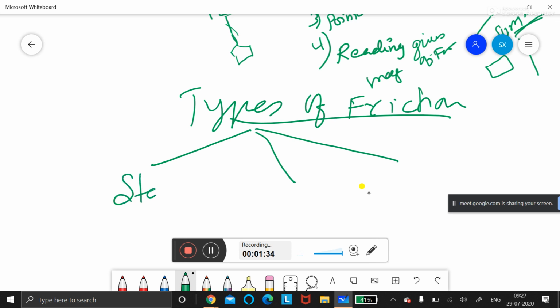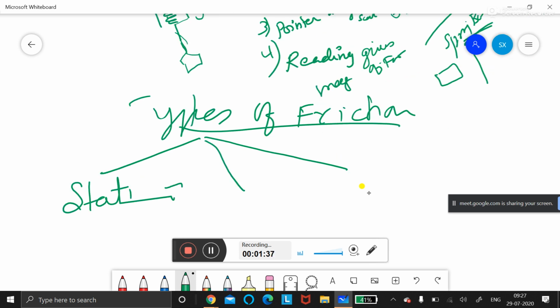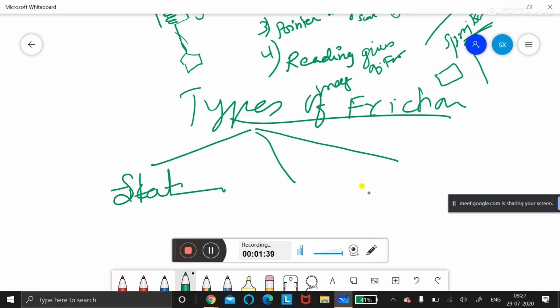Static friction is when the object is at rest. Sliding friction is when one object slides over the other. The third one is rolling friction, children. So that is to understand the rolling friction.